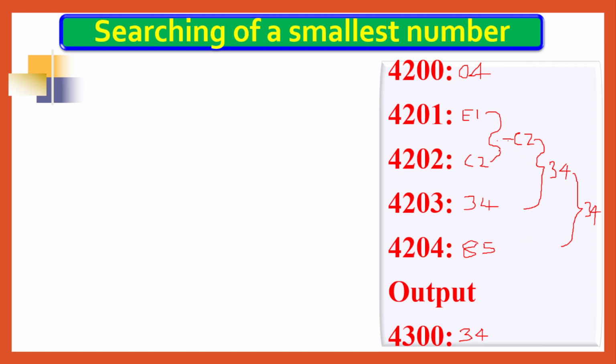Count how many comparisons we have done: between E1 and C2 one comparison, then C2 and 34 the next comparison, 34 and 85 the third comparison. Even though we have 4 elements, there are only 3 comparisons. So if we have n elements, we will have only n minus 1 comparisons. That's why, whenever we get the count, we decrement it once, because for n inputs we have only n minus 1 comparisons. That's the logic behind taking the count.